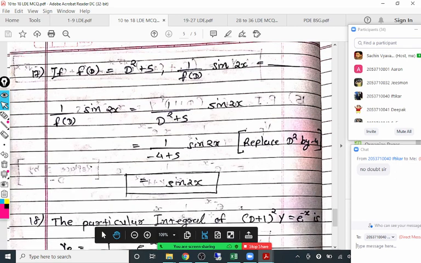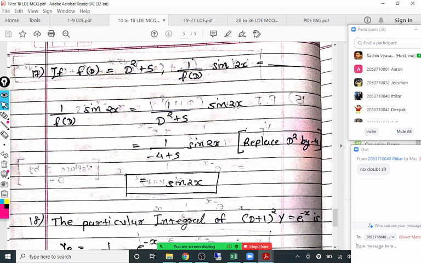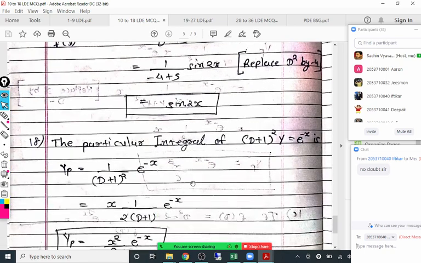17th, again yp, 1 upon D squared plus 5 of sin 2x. We replace D squared by minus a squared, so minus 4, and we get this as the answer. So very simple questions are there. These questions obviously can come in the final exam, because you can definitely do them within 1 minute. All these questions are very simple and straightforward. But you should pick the correct formula quickly.